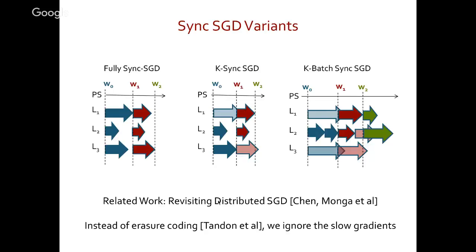Yes, that's a good question. It's not async, because we are canceling the slow gradients every time the central parameter is updated. So when you go from W0 to W1, all the workers now start computing gradients at W1. So it is not asynchronous in the sense that you have some workers computing gradients at W0 and some workers computing gradients at W1 at the same time. That doesn't happen.